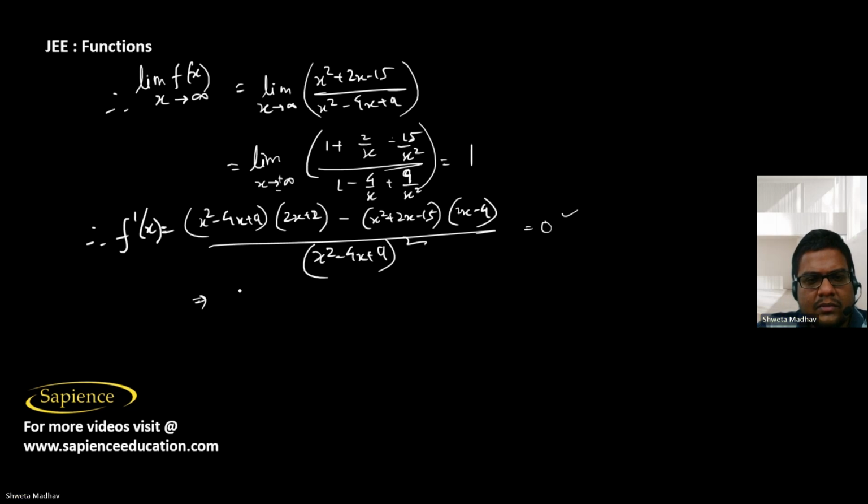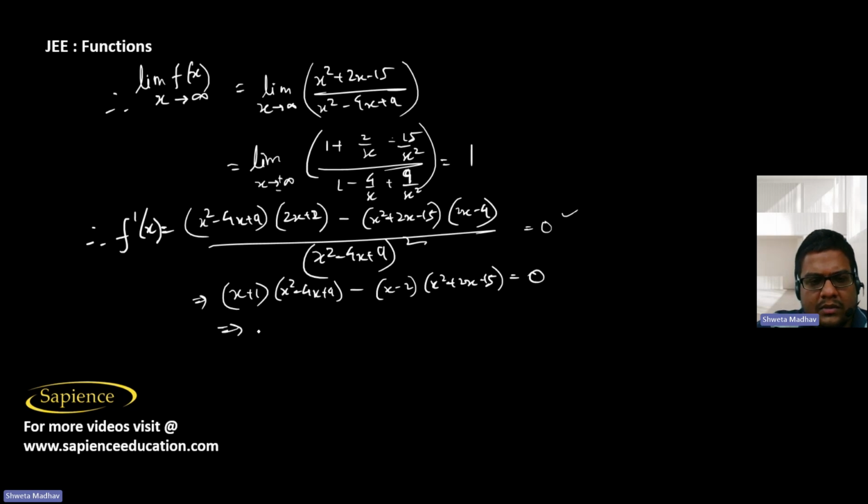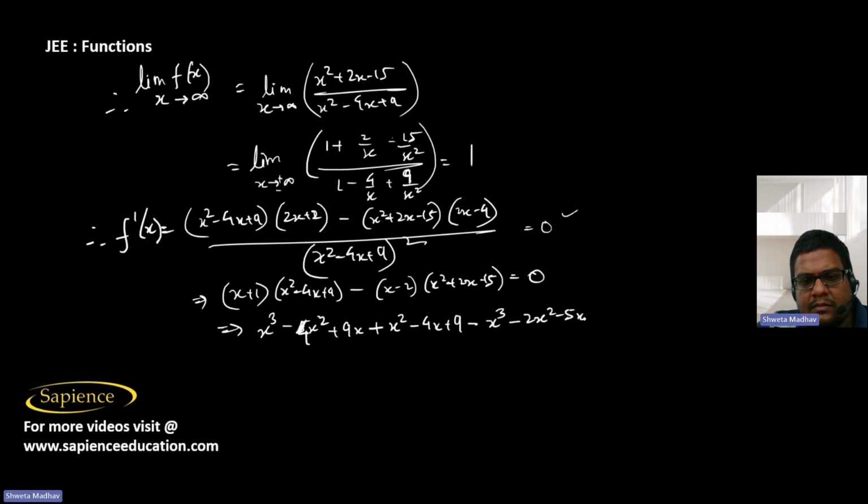So this will be, 2 we can cancel out. This will be x plus 1 into x square minus 4x plus 9 minus x minus 2 into x square plus 2x minus 15, that is equal to 0. So then it will be x cube minus 5x, 4x square plus 9x minus x plus x square minus 4x plus 9, minus x cube minus 2x square minus 5x plus 2x square plus 4x minus 30, that is equal to 0.